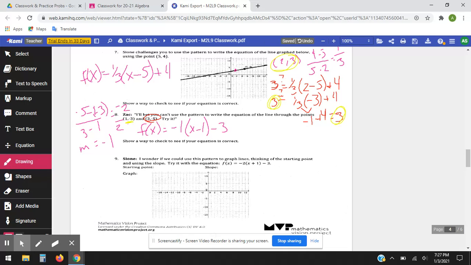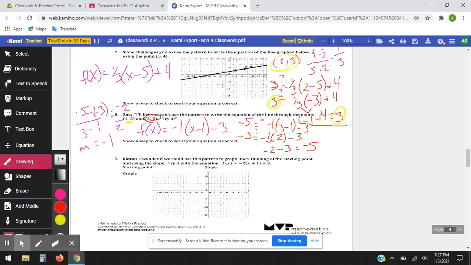So -5, does it equal, let's see, -1 times the quantity 3 minus 1, minus 3. Little divider on here. -5, does it equal, so -1, 3 minus 1 is 2, minus 3. So -1 times 2 is -2, minus 3 is -5. Sure enough, -5 equals -5. So I've shown that it works.